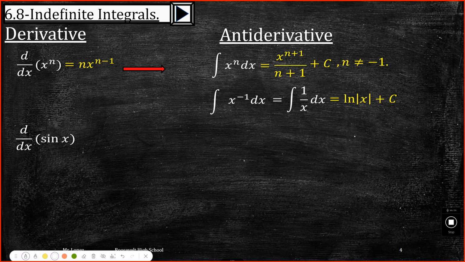The derivative of sine x is what? Cosine x. So we want to integrate cosine x. And to integrate cosine x, we better get this back, no? So yeah, the integral of cosine x dx is sine x plus c.